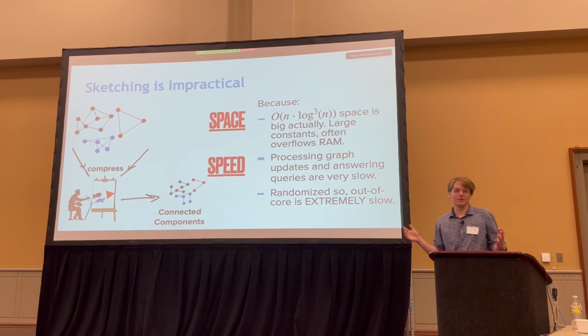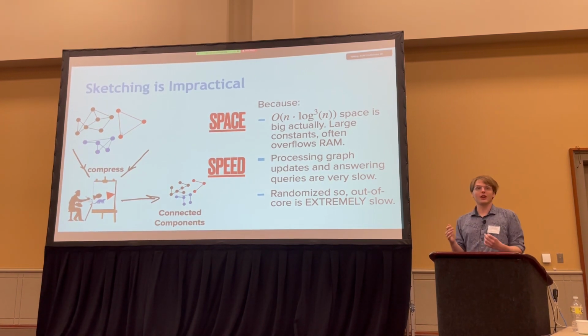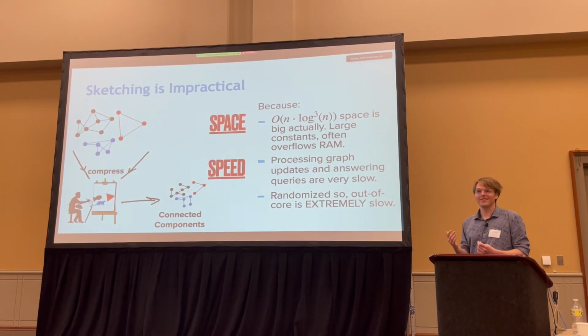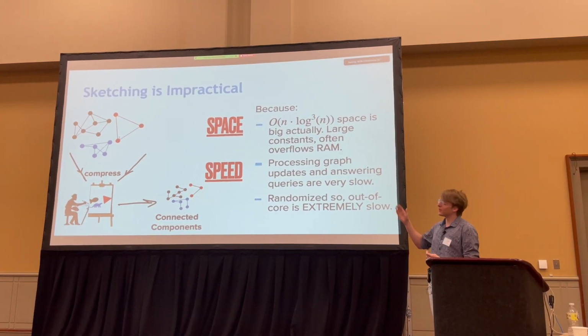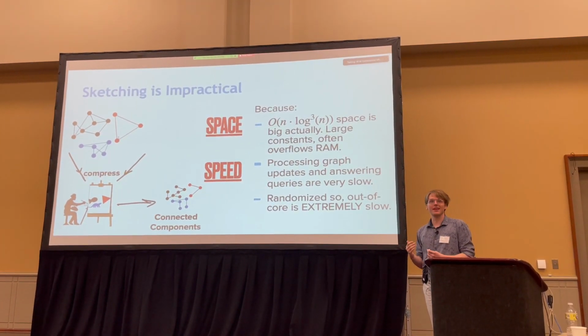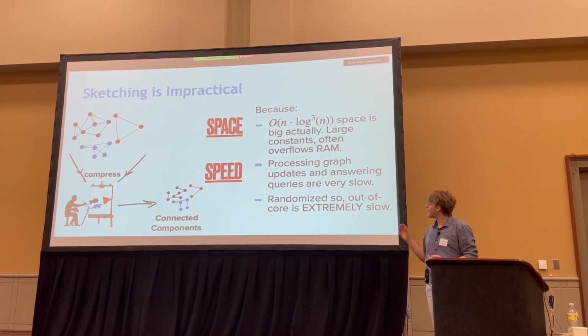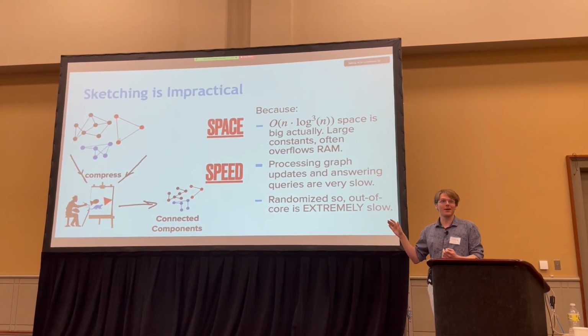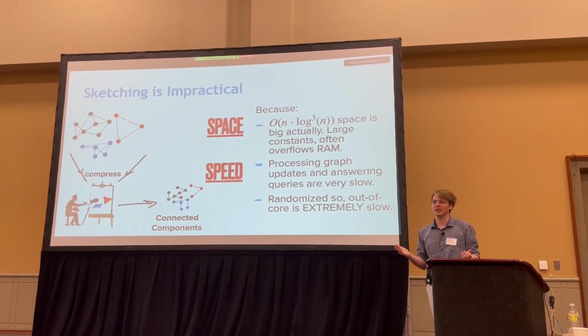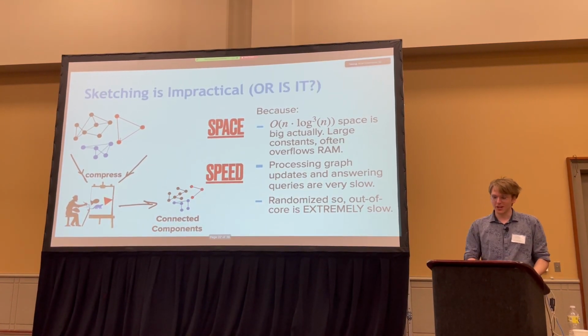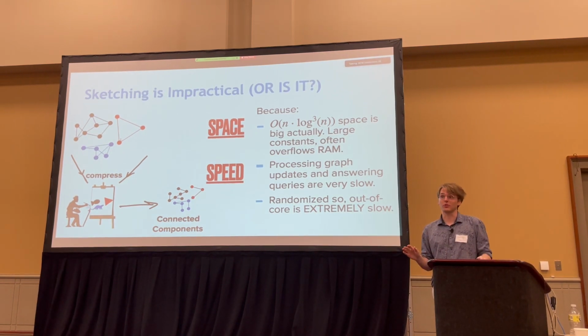It turns out that this algorithm, just out of the box, for processing a graph update or answering a query, is very slow, very computationally intensive. And what's even worse is that if your data structure is going to overflow RAM, you might be tempted to go out of core. But that's even worse, because this algorithm is randomized, it's going to be making random accesses out of core all the time. This is extremely slow, basically unusable. So it should seem like the sketching approach is just useless in general in practice.